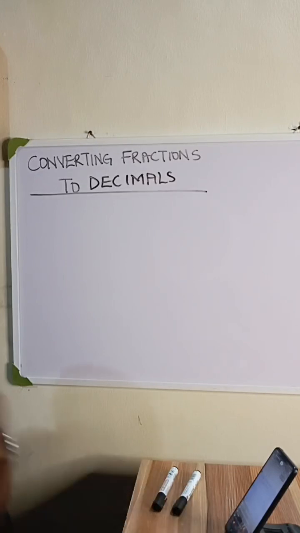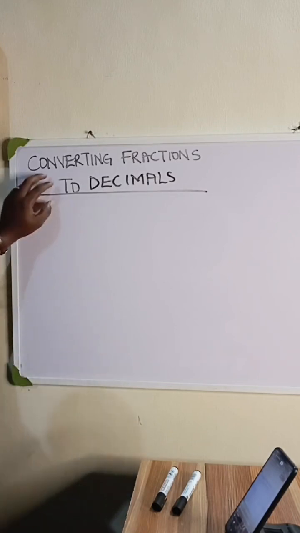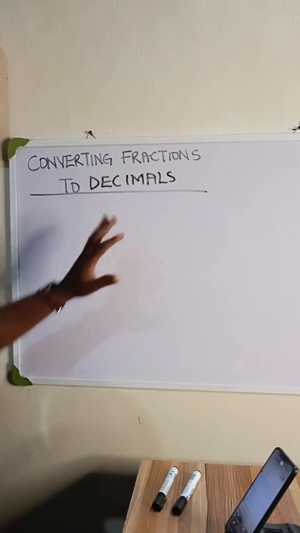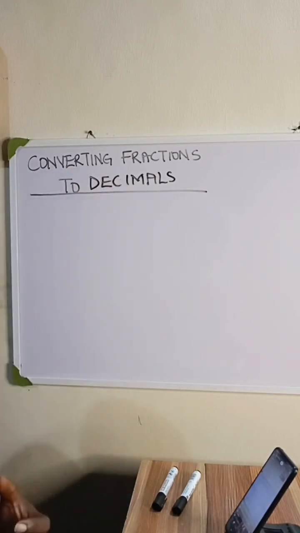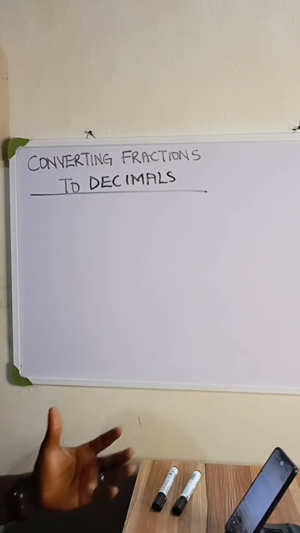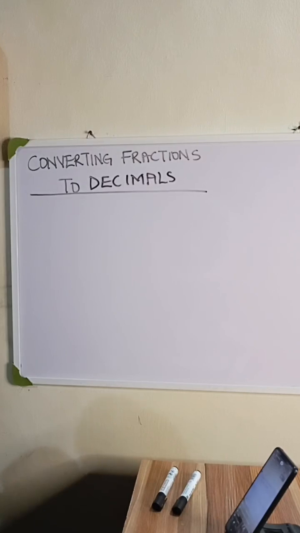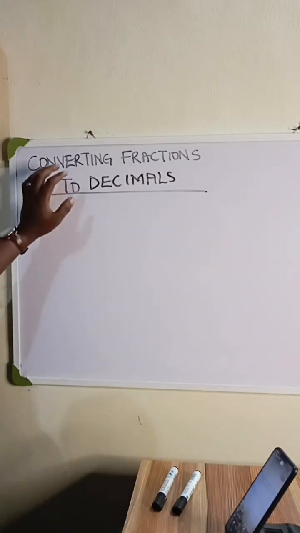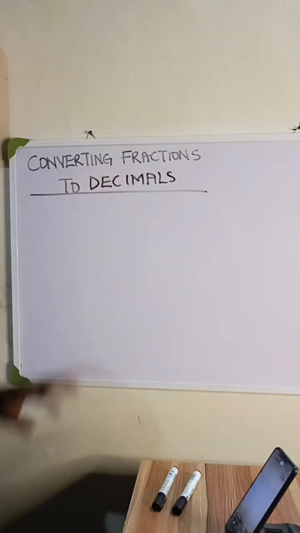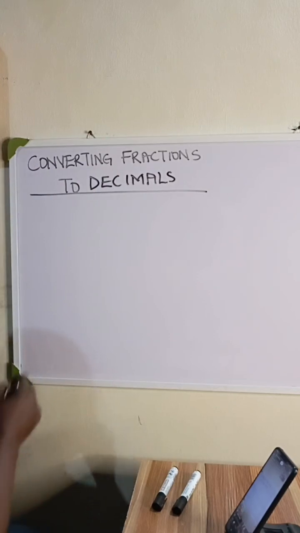Okay, so let's start. We are starting with converting fractions to decimals. Whenever you are given a fraction and you're expected to convert it to a decimal, all you need to do is apply long division. If you know how to do long division, you will easily be able to convert from fractions to decimal. So that's the first thing we're going to look at. Let's look at an example.